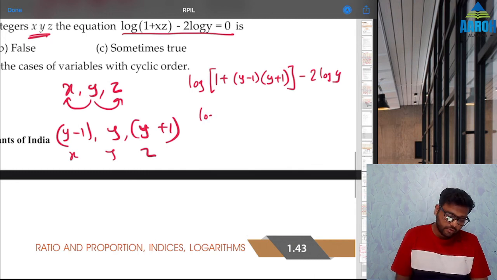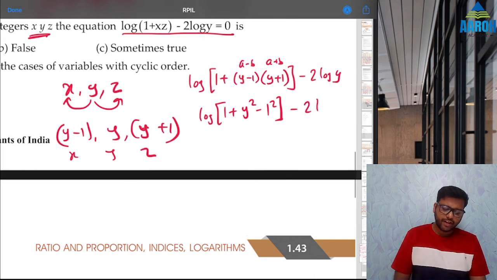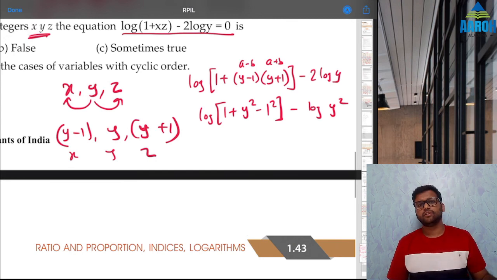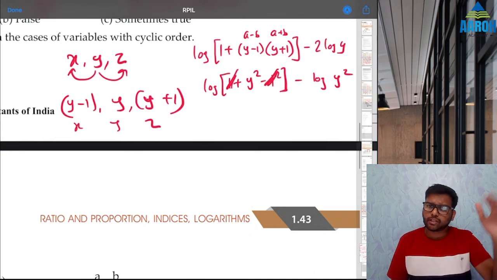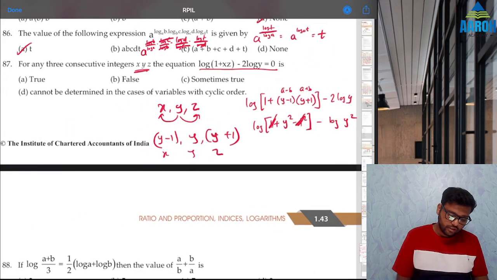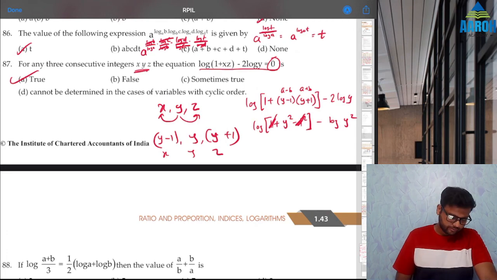Fine. This will be log of 1 plus. Now what is a minus b, a plus b? A plus b, a minus b is a square minus b square. Minus 2 log y, or 2 log y, can I write it as log of y square? Right. Okay. Now 1 and 1 square can be cancelled, both are 1. So log of y square minus log of y square. Log y square minus log y square will always be 0, right? So this is 0 is always true. Option A is the correct answer. Okay, not sometimes true. Fine.